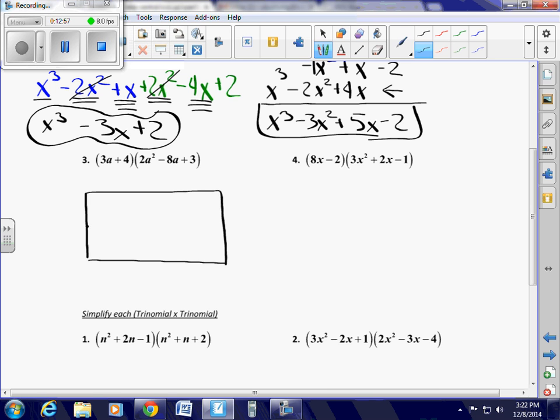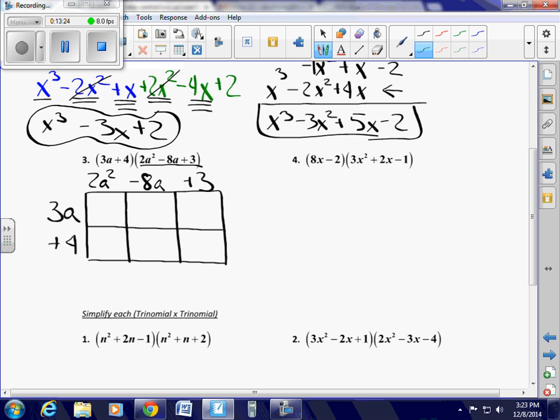Make a window pane. In this case, I need a 3 by 2, three boxes across the top and 2 across the bottom. What I'm going to do is take 2a squared minus 8a plus 3 and write that across the top. So here's 2a squared, here's minus 8a, and here's plus 3. And then the 3a plus 4 is going to go down the side. I'm going to put 3a here and plus 4 here.